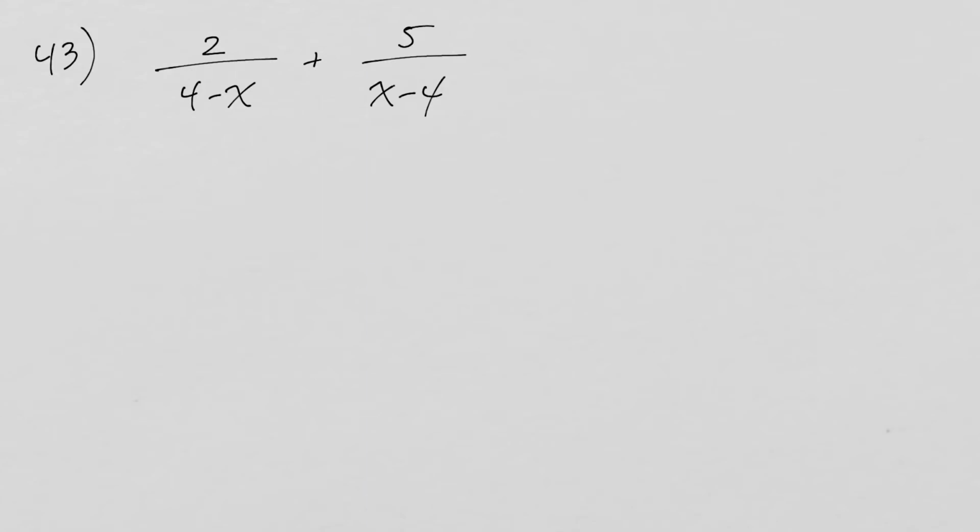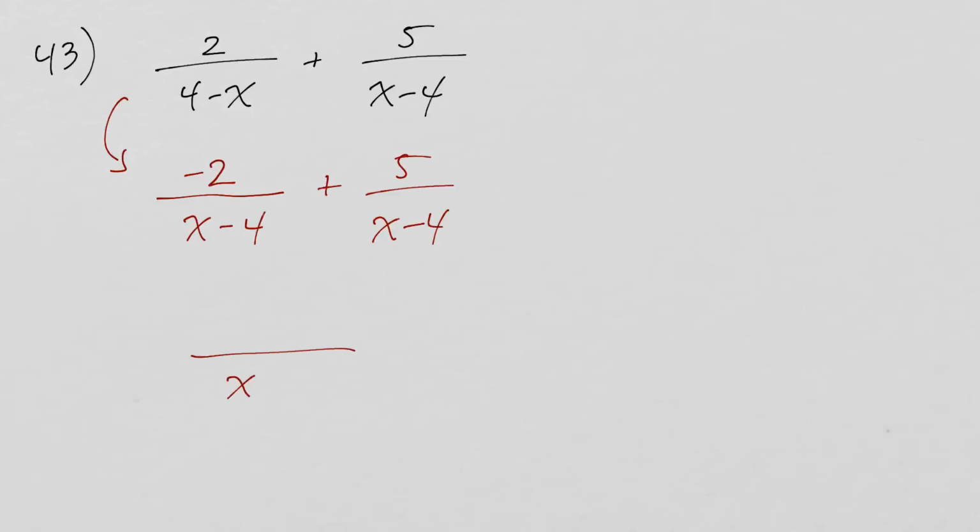Okay, at first glance, it looks like we have different denominators, but we don't. I can rewrite this as an x minus 4 as long as I introduce a negative sign. So instead of 2 up top, it's a negative 2. Now these are equivalent fractions, but now I have a common denominator. So my denominator stays the same, and I simply have negative 2 plus 5. So my final answer is simply going to be 3 over x minus 4.